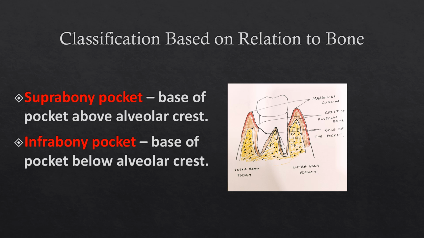Classification based on relationship to the crest of the alveolar bone. Supra-bony pockets are where the base of the pocket is coronal to the crest of the alveolar bone, whereas infra-bony pocket is where the base of the pocket lies apical to the crest of the alveolar bone.